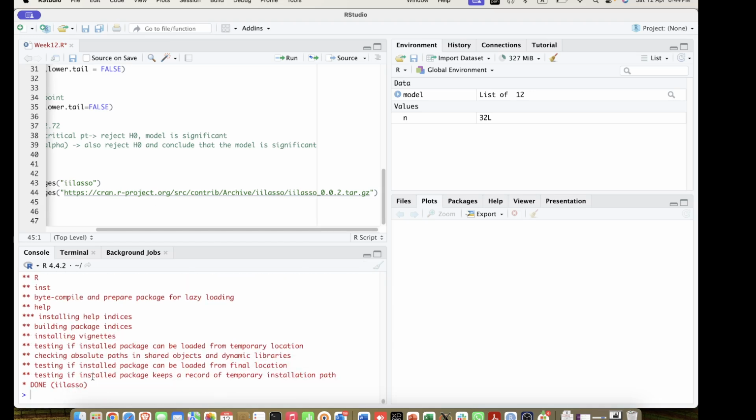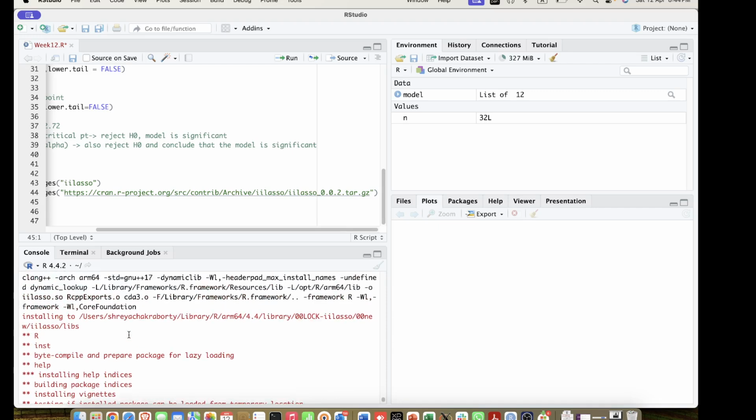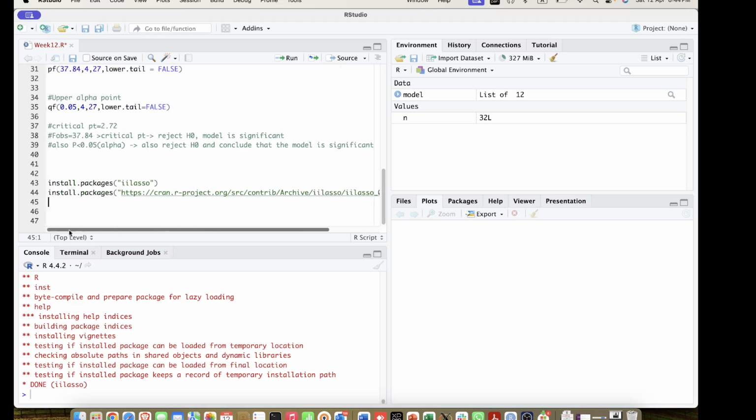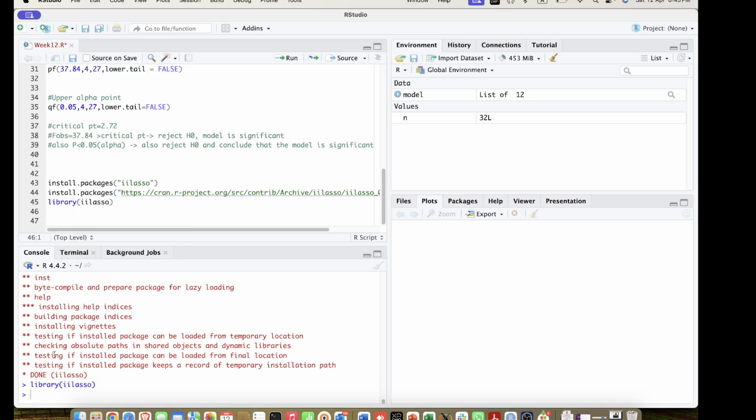See, this is done. This installation might stop if there are some other dependencies, in the sense that to build this package, if some other package is also required, you first need to install them and then finally go ahead and install these. Okay, so once I have this package, I am going to write library(iLasso), and it's loaded in memory.